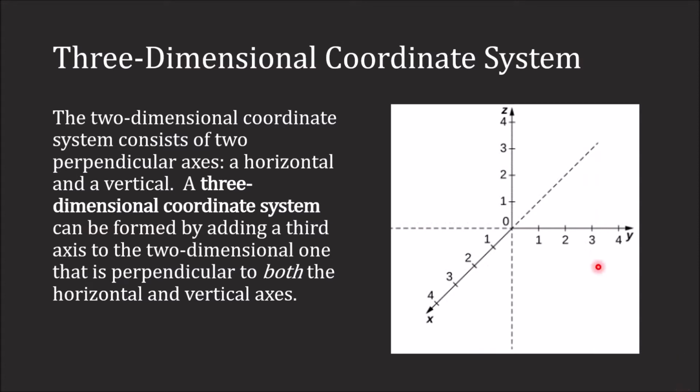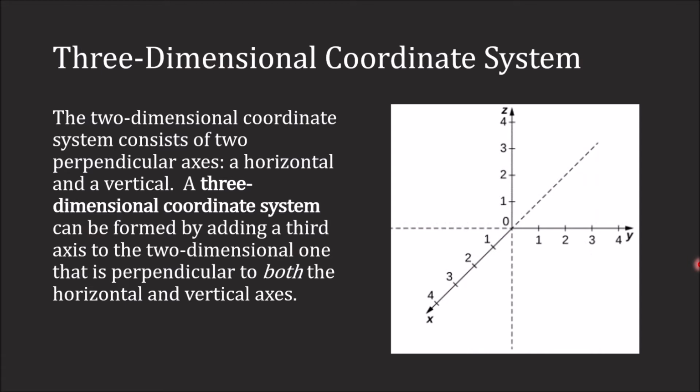as such here. So we have a vertical, we have a horizontal, we add a third that is perpendicular to both. Now it's hard to see, but this third axis actually is coming out of the page. So this is coming out at you.